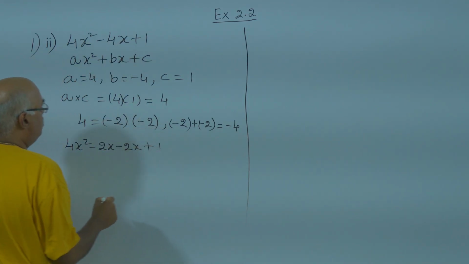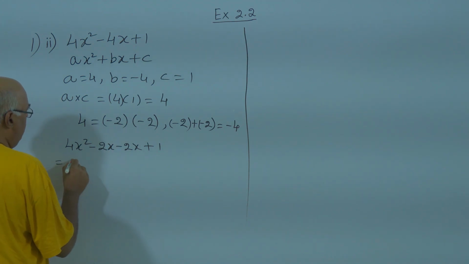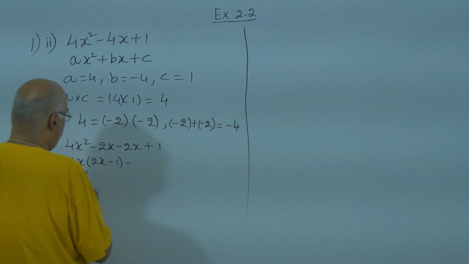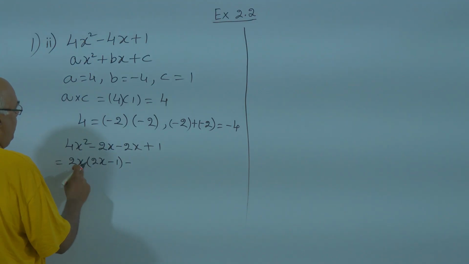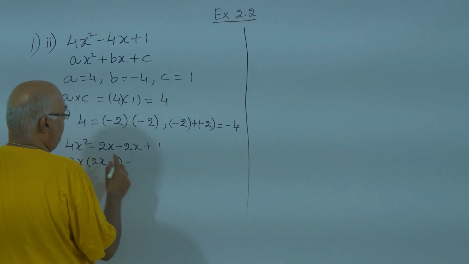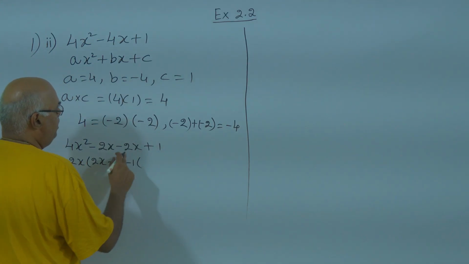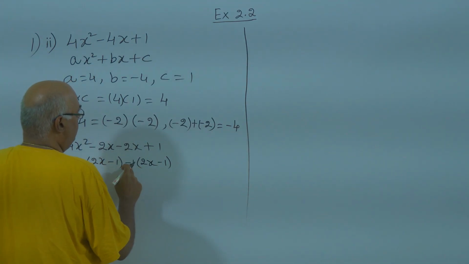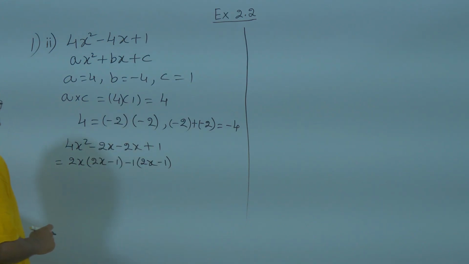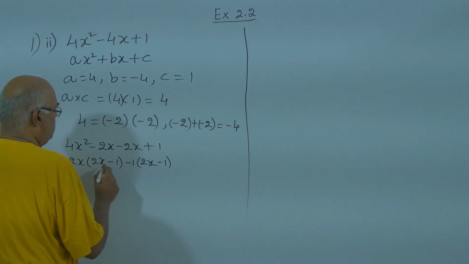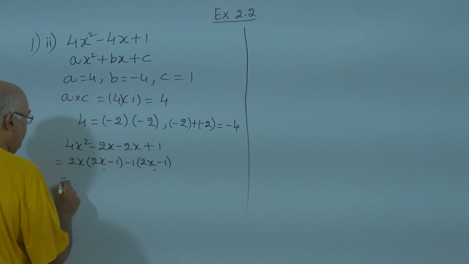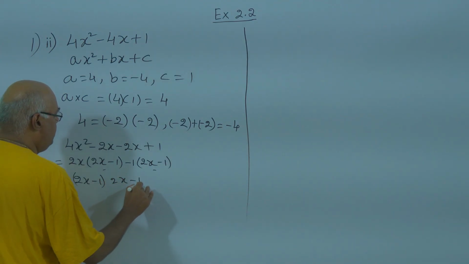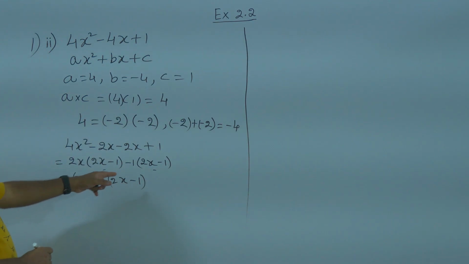Minus 2x minus 2x is nothing but minus 4x, plus 1. So this is equal to, if I take 2x common, I will be left with 2x minus 1. See here, 2x into 2x is 4x square, 2x into minus 1 is minus 2x. In the same way, if I take minus 1 common, I will get 2x minus 1. Minus 1 into 2x is minus 2x, minus into minus is plus, 1 into 1 is 1. So I am getting 2x minus 1 at both places, so I can take 2x minus 1 common. I will be left with 2x, another 2x minus 1. So we are getting 2x minus 1 into 2x minus 1.